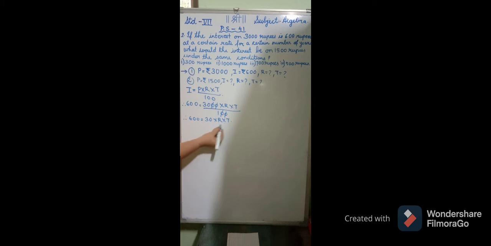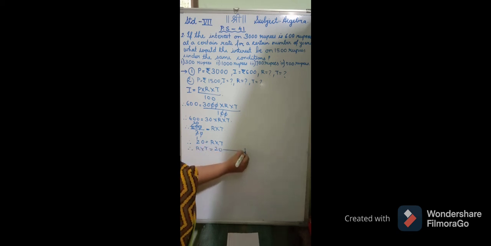Now this value we have to find out. So 30 we will take to the other side. That will give 600 upon 30 is equal to R into T. 0, 0 will go. 3 ones are 3, 3 twos are 6, and this 0 we will add. That is, what did we get? 20 is equal to R into T. That is nothing but R into T is equal to 20. We will call this equation 1.